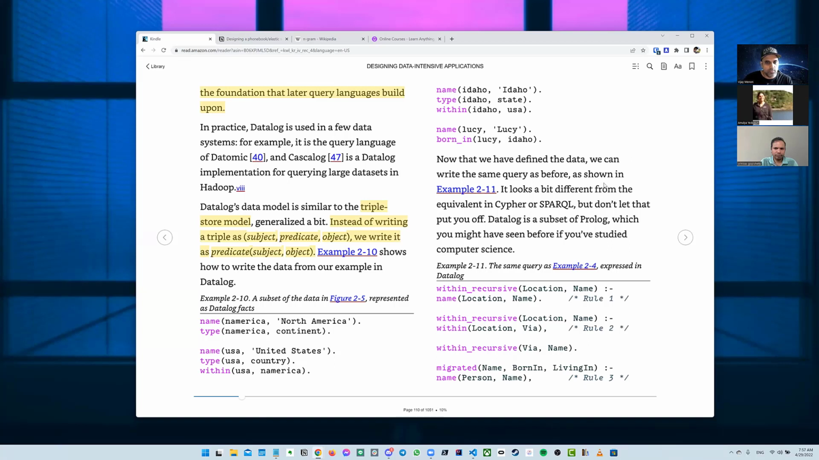When you have a query, here's a query shown below. It looks different from Cypher and SPARQL, but it's easier to read, right? So within a location, here's the name, here's the via within recursive, migrated, name, born, living in, name, person, right? So these are some rules that they've set up.